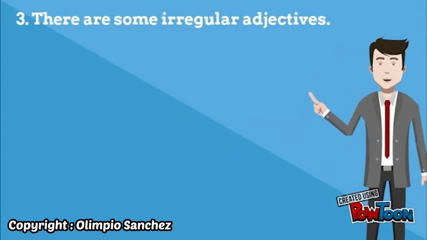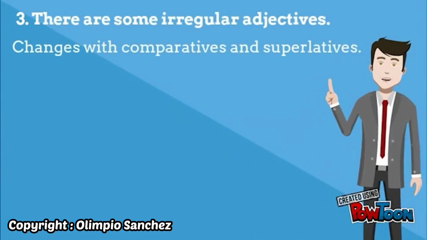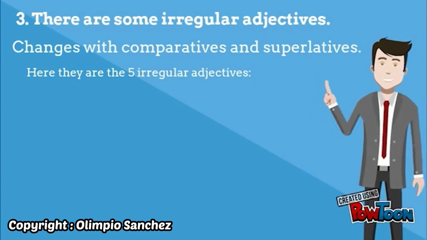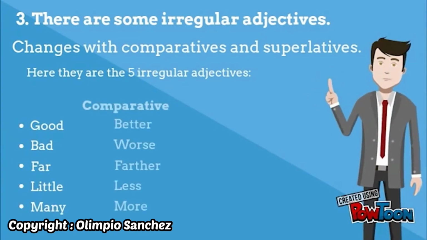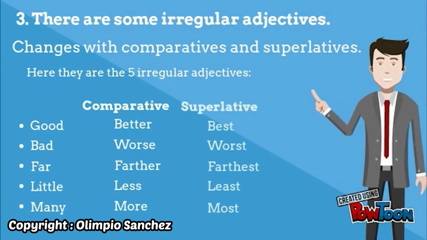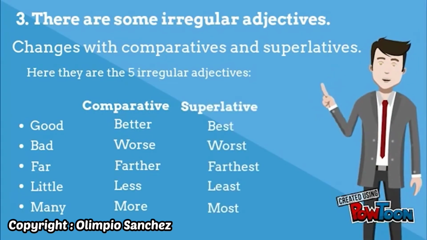And there are some irregular adjectives that change with comparatives and superlatives. There are 5 of them, which are good, bad, far, little, and many. And here you have the comparative form and the superlative form.